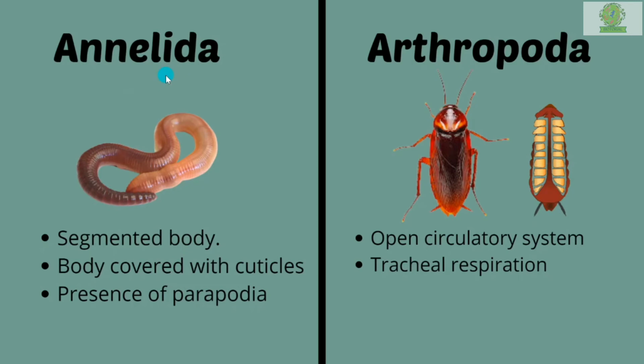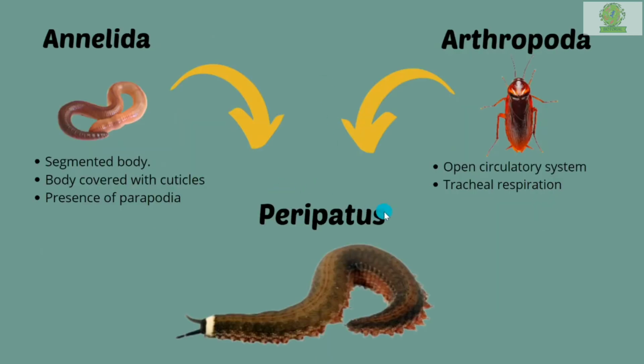Now since the evolution took place from Annelida to Arthropoda, they should also have some connecting link between them. Then who is the connecting link between these two groups? We have Peripatus as an organism which has both the qualities. It has a segmented body, a body covered with cuticle, it also shows parapodia for locomotion just like Annelida, plus the circulation is open just like Arthropoda, and they respire using trachea. So it is the connecting link between Annelida and Arthropoda.